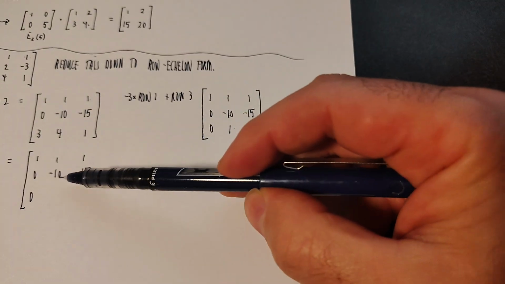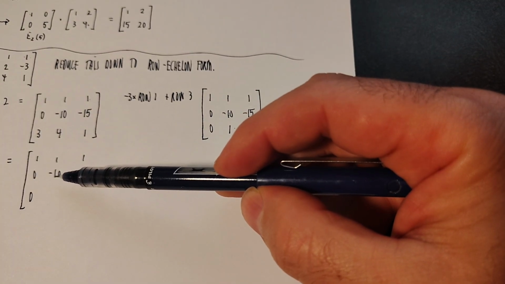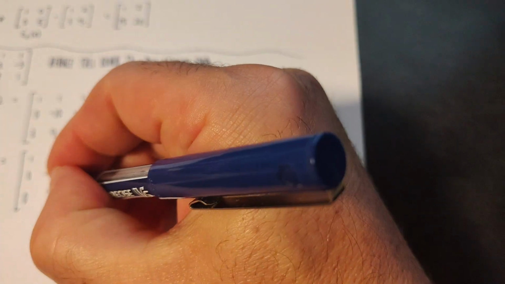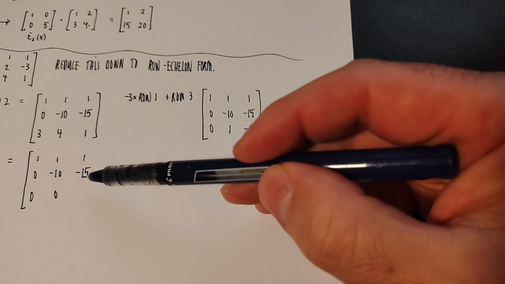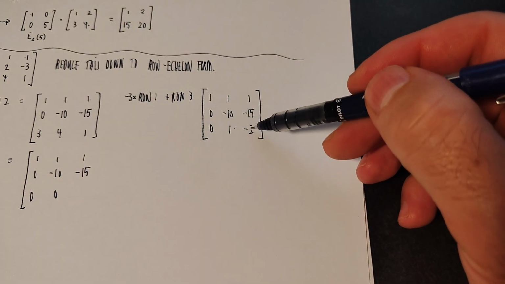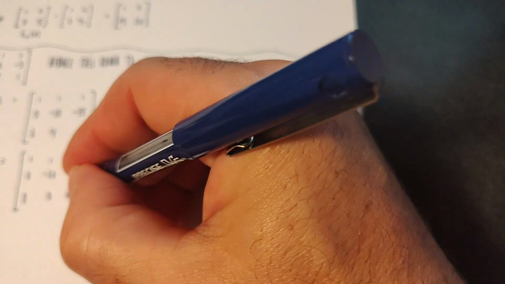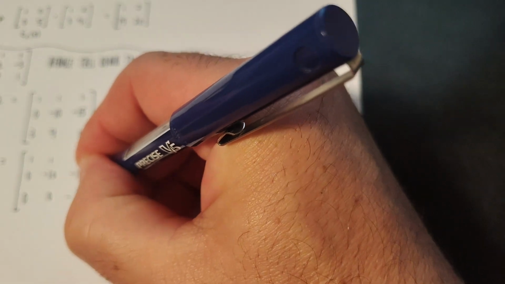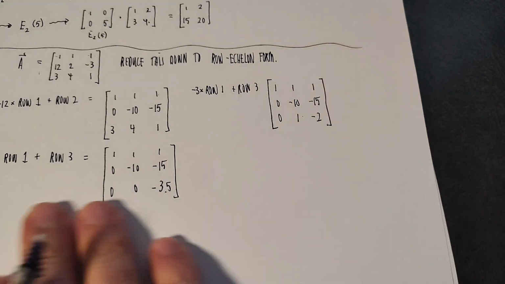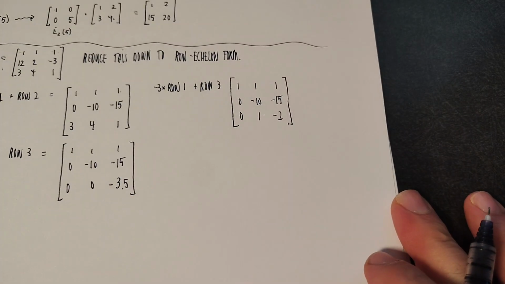Now, we're going to take negative 10, multiply it by 1/10, and add it to row 3. So negative 1 plus 1 gives us 0. What's 1/10 of negative 15? It's negative 1.5. Negative 1.5 minus 2 is going to be negative 3.5. And there we go. That counts as row echelon form. All right.